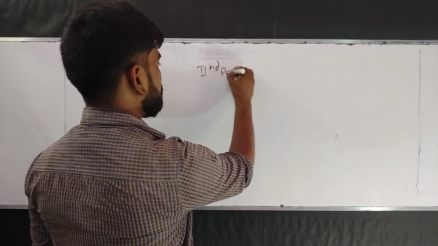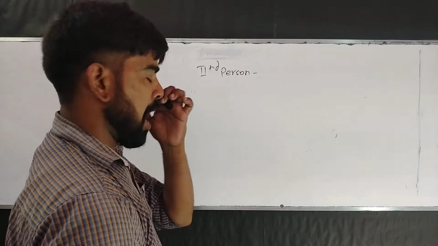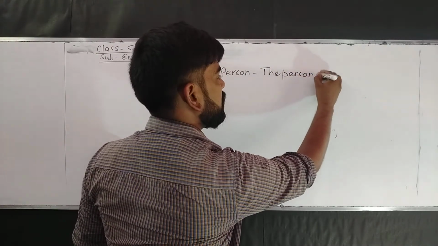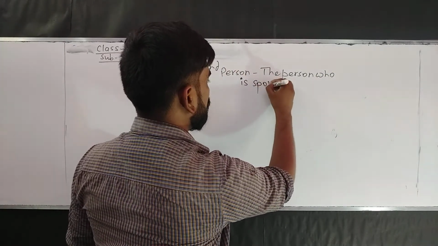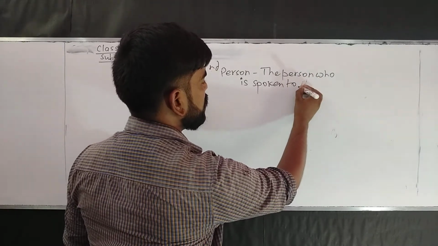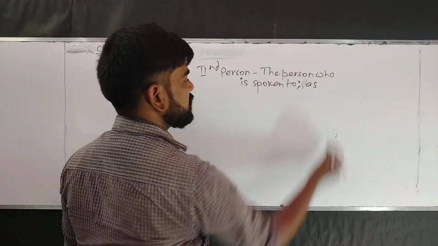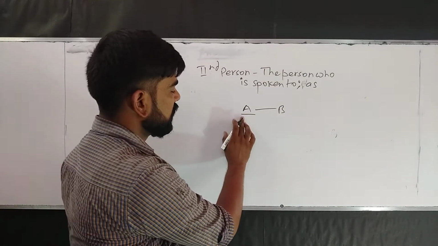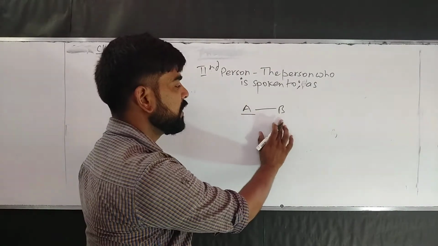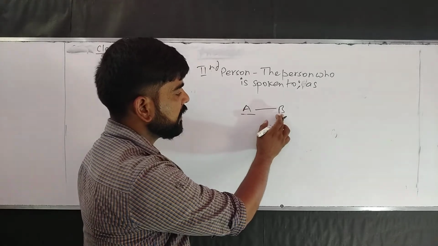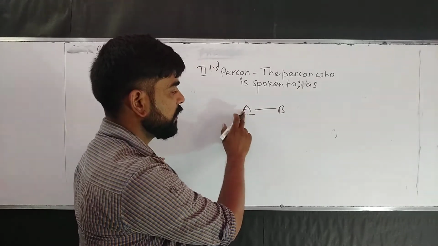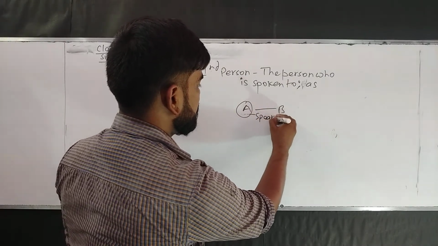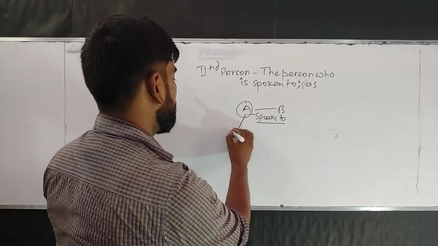Second person: the person who is spoken to. Let A and B be two boys. If A talks and B listens to A, A speaks to B, so A is the first person.